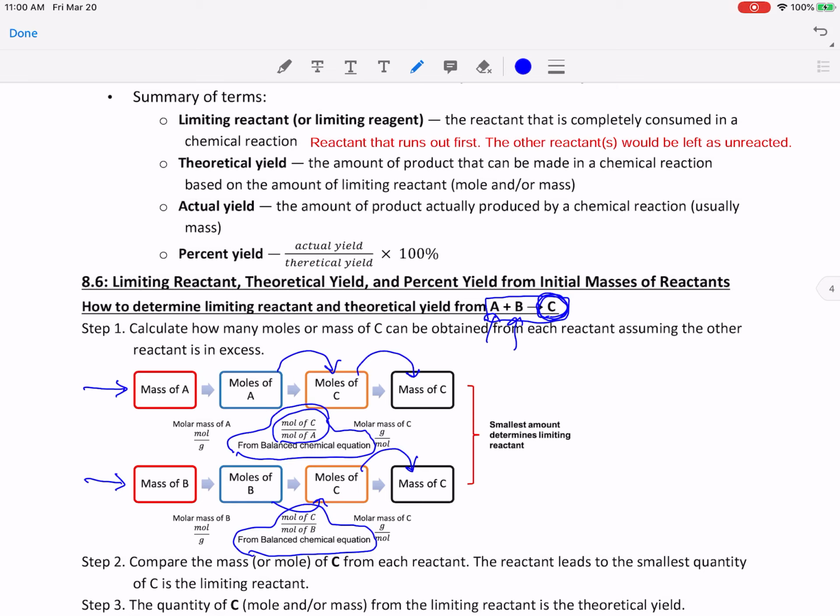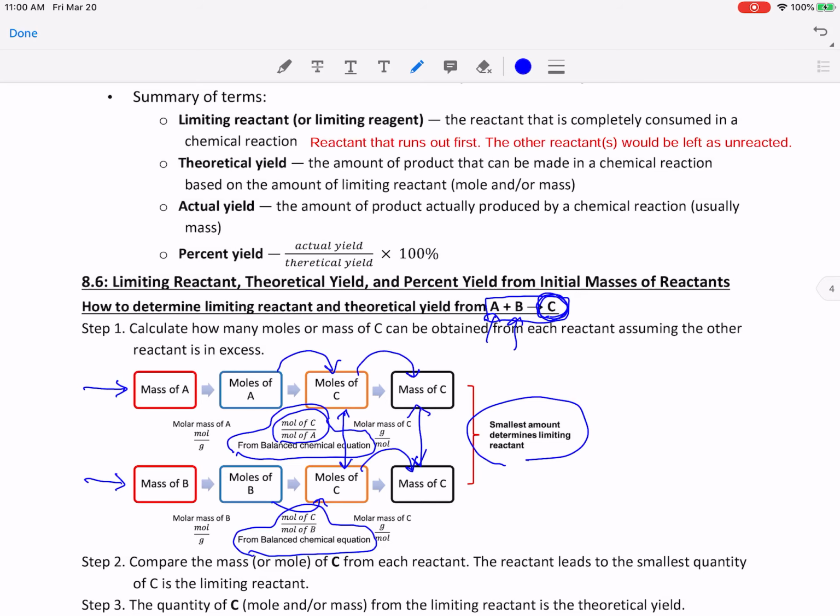But to just find out which one is the limiting reactant, you can just compare those two moles of C. The smallest amount of mole of C is going to determine the limiting reactant. So if mole of C from mass of A is smaller than the mole of C from mass of B, you can tell A is the limiting reactant. And if mole of C from the mass of B is smaller, then you can say B is the limiting reactant. And of course, you can compare the mass of C directly also.